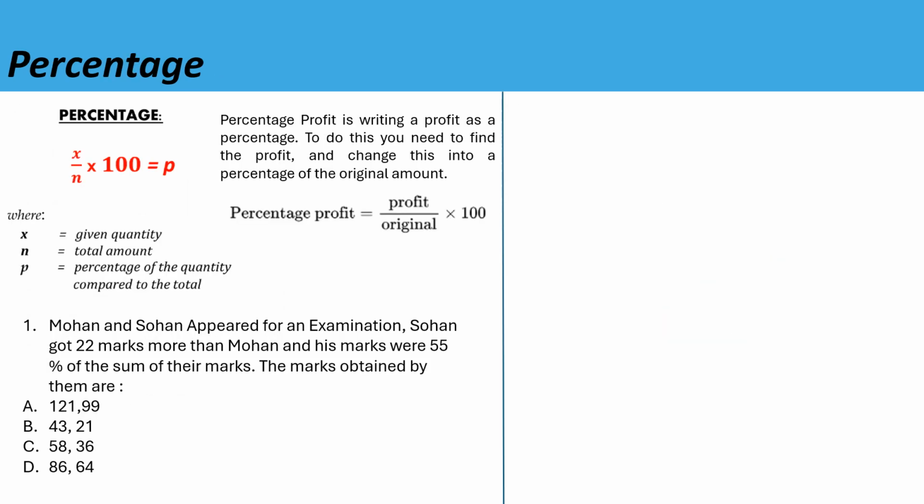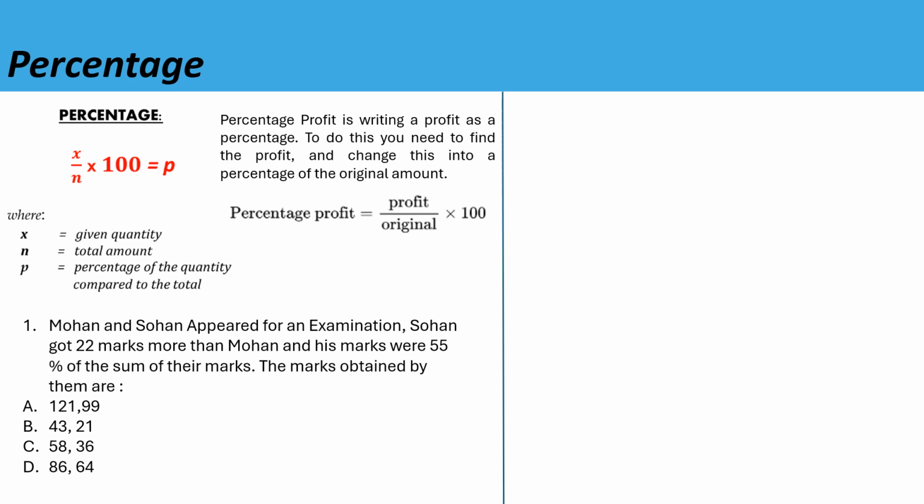Okay, now discussing percentage: a number or ratio that can be expressed as a fraction of 100. So now discussing the percentage formula, which can be written as x by n into 100 is equal to p. So x is your given quantity, n is your total number, and p is your percentage of the total quantity. Now there's one more thing called percentage profit. Percentage profit is equal to profit by original into 100.